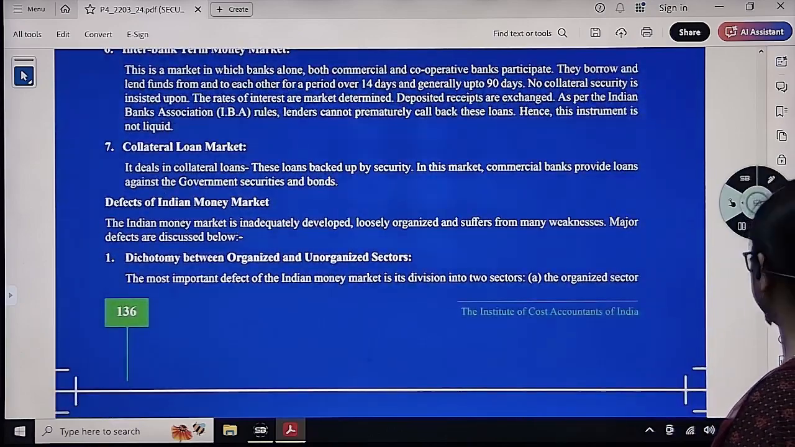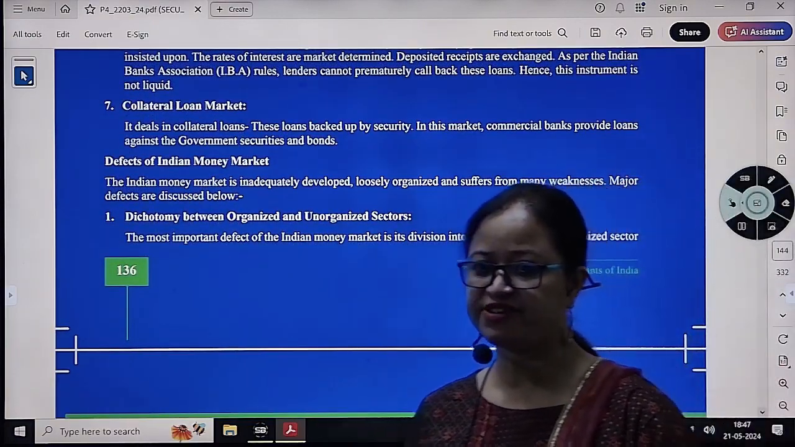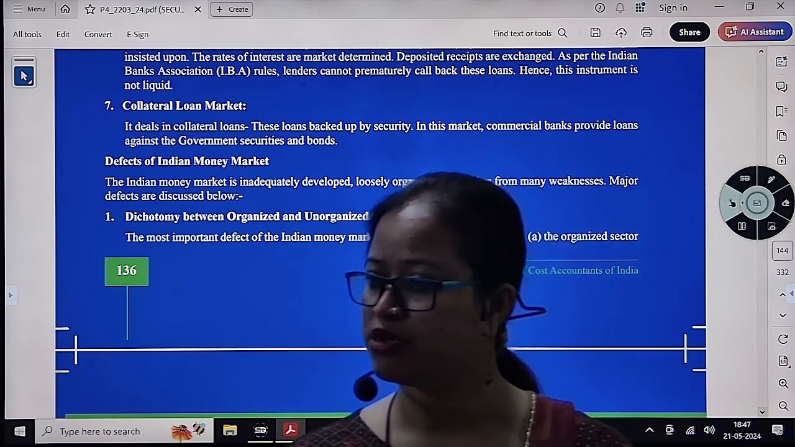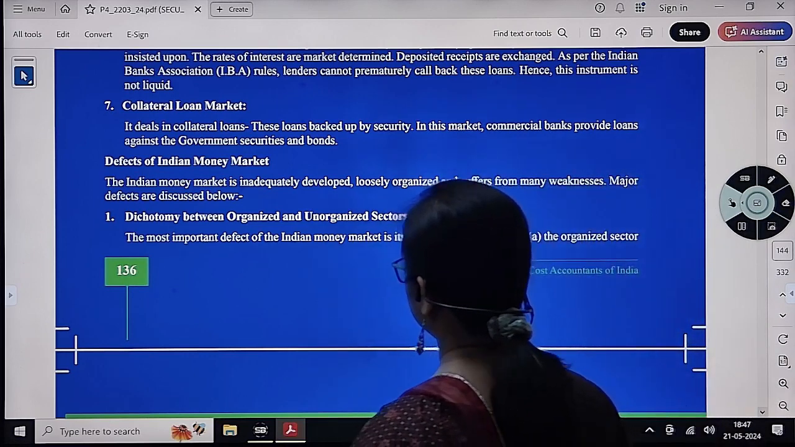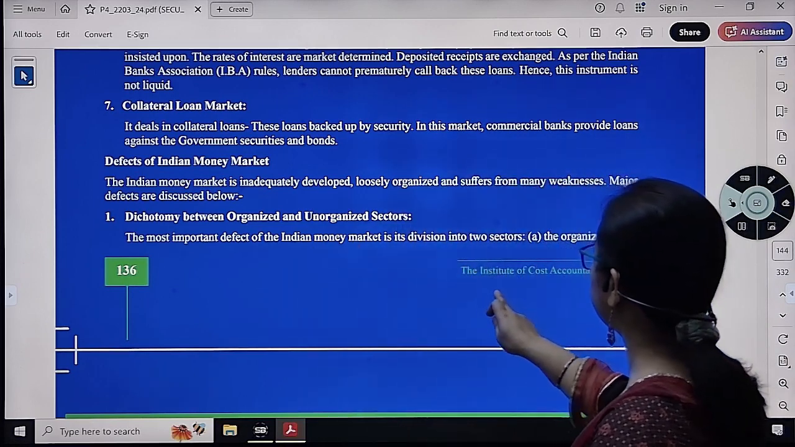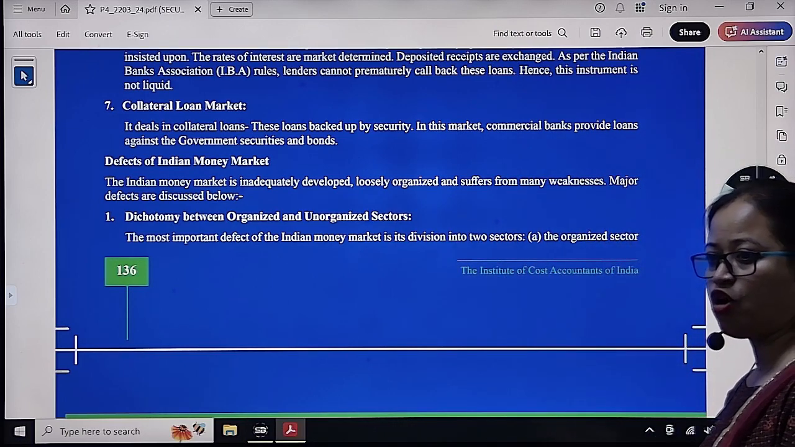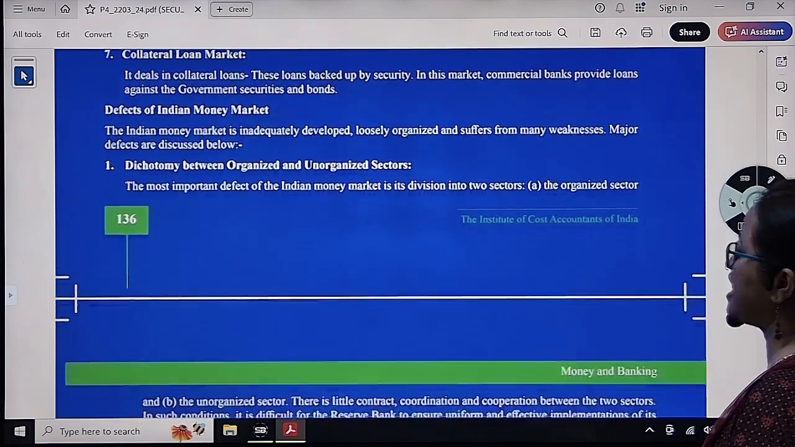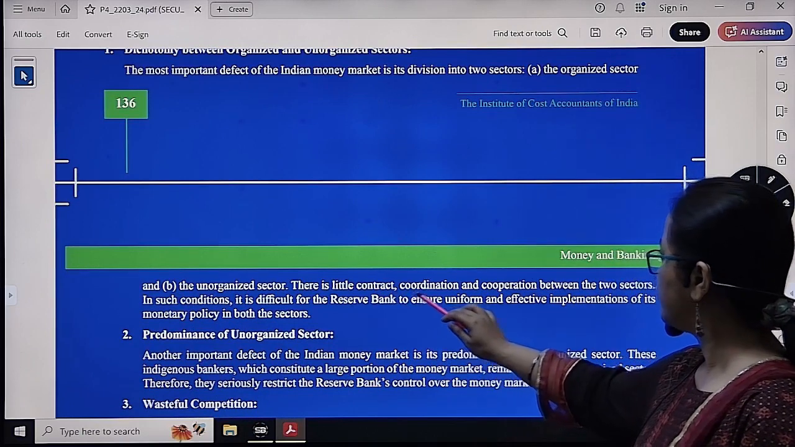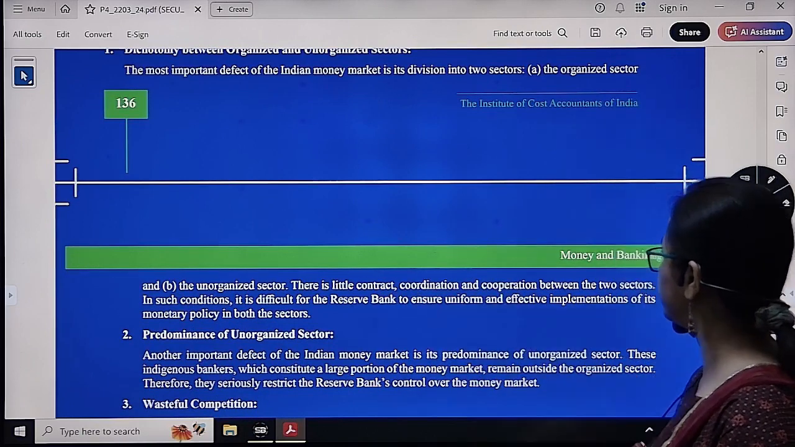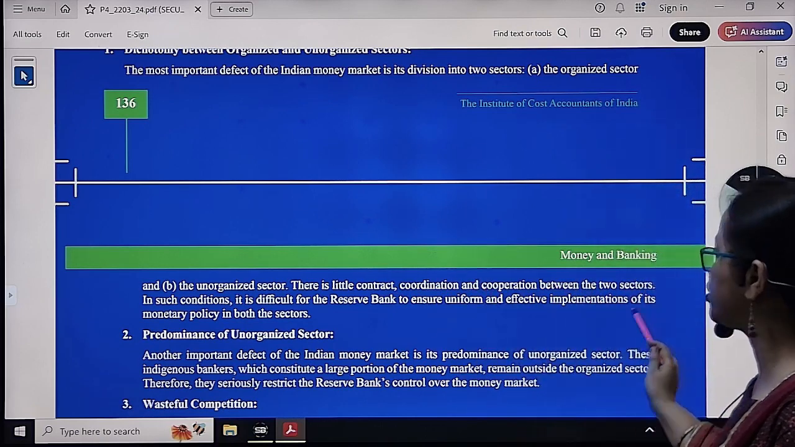Now about the defects of the Indian money market. What defects does the Indian money market have? In the Indian money market we have discussed that there is a presence of both organized and unorganized sectors. So the important defect of the Indian money market is its division into two sectors. There is no coordination and cooperation between the two sectors.